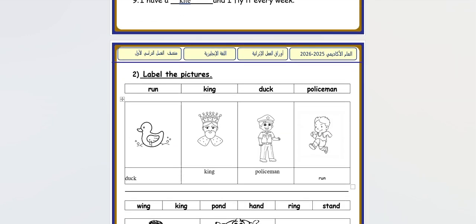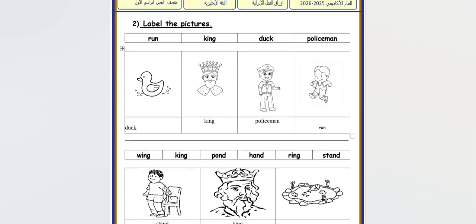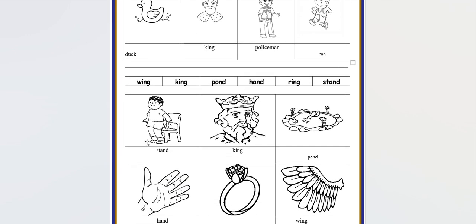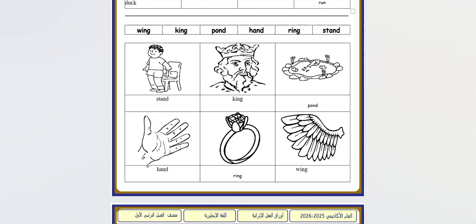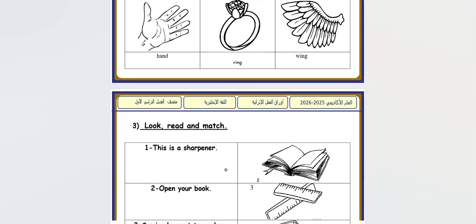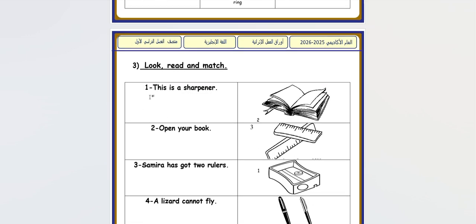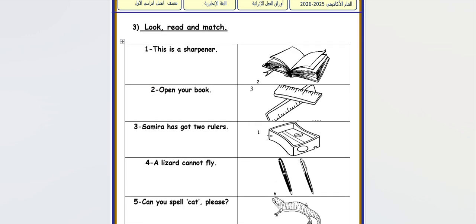Here, this is a duck, this is a king, this is a policeman, and this boy is run. Now, this picture is stand, this one is king, pond, this is a hand, this is a ring, and this is a wing. Now, this is a sharpener. As we said before, we look here, this is a sharpener.